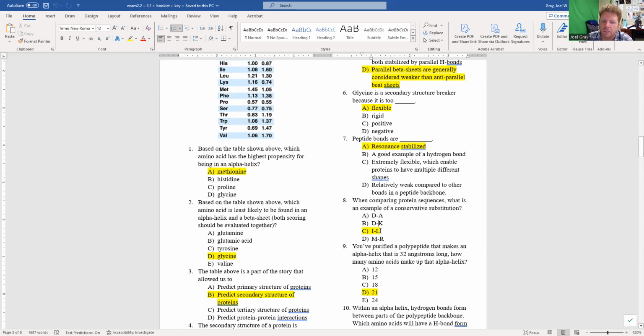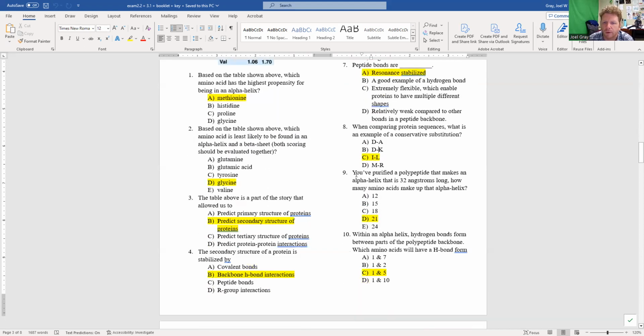C, isoleucine and leucine. Those are isomers of one another. Those are both nonpolar residues. You can't get much more conservative than that. C for number 8. Number 9, you've purified a polypeptide that makes an alpha helix that is 32 angstroms long. How many amino acids make up that alpha helix?